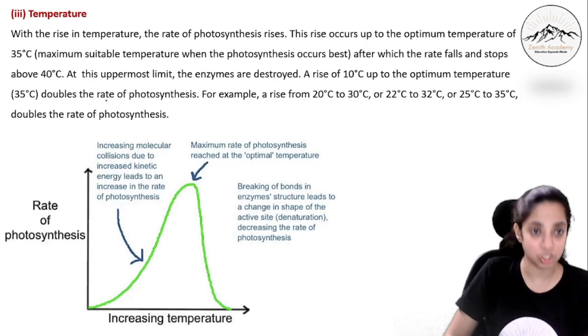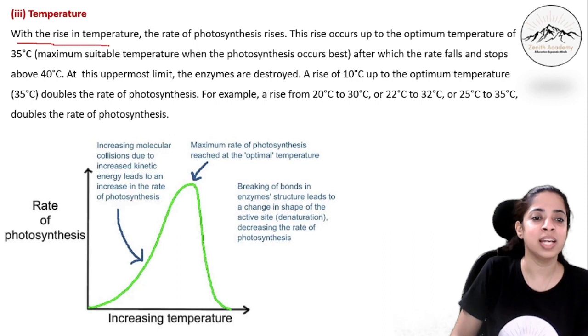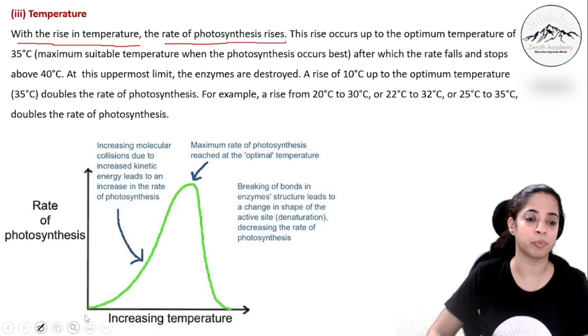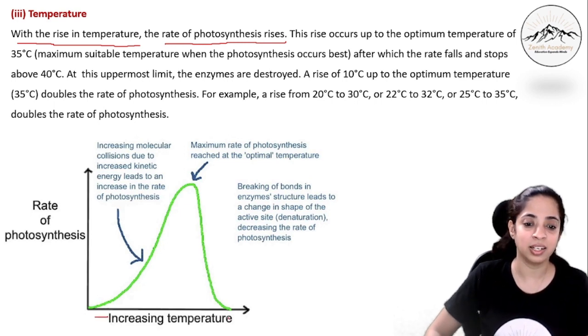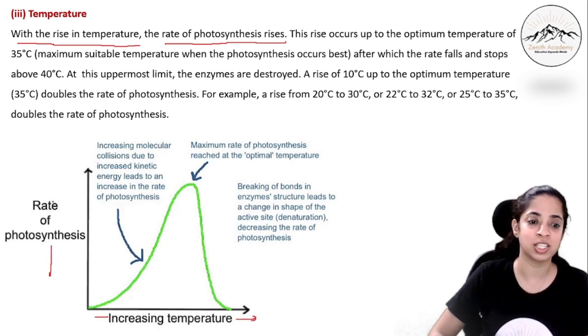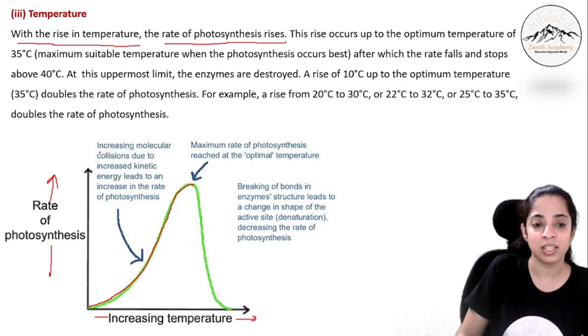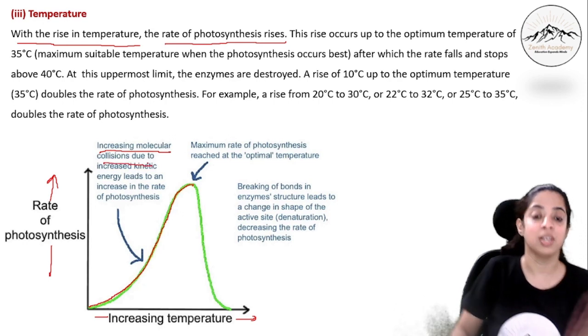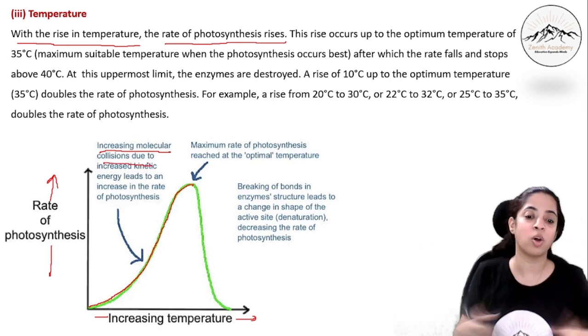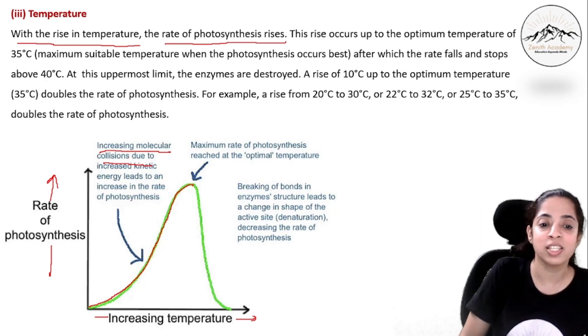Next is temperature. Now with the rise in temperature, the rate of photosynthesis rises, so it is directly proportional. Here the x-axis is increasing temperature, and this is the rate of photosynthesis. Initially, when you are increasing temperature, this keeps on rising here. So why is it rising? Increasing molecular collisions. The molecules will collide more now because the temperature is increased. So increasing molecular collision due to increased kinetic energy leads to an increase in the rate of photosynthesis.